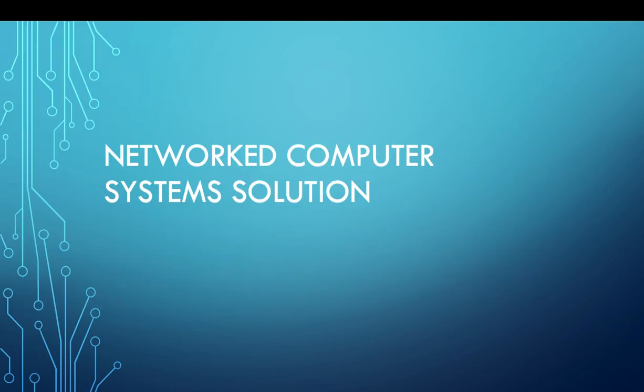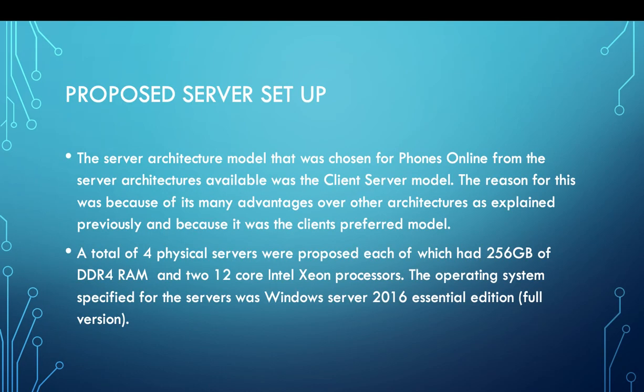The solution for the network computer systems for Phones Online will now follow. The server architecture model that was chosen for Phones Online was the client-server architecture model because this was the preferred architecture choice for the client. Also, it had many advantages over other architecture models. A total of four physical servers would be used, each having 256 gigabytes of DDR4 RAM and two 12-core Intel Xeon processors.